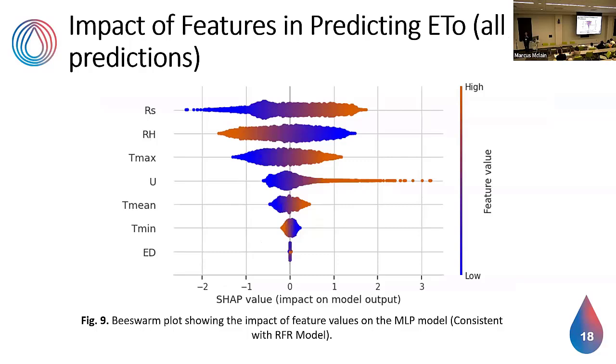And we perform further SHAP analysis, and you can see here that the wind speed, the U, is having a lot of impact on the model. So what it means is that the higher the wind speed, the stronger the positive impact on the model. In this case, the reference evapotranspiration is going to increase, and in the same way with the solar radiation.